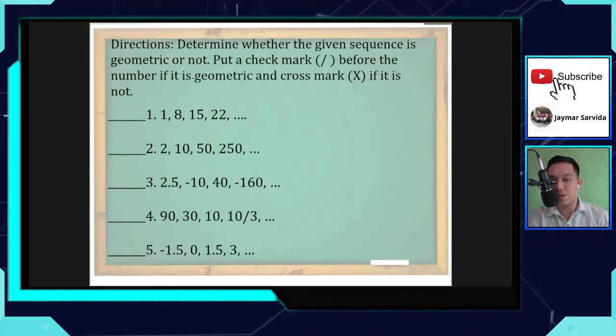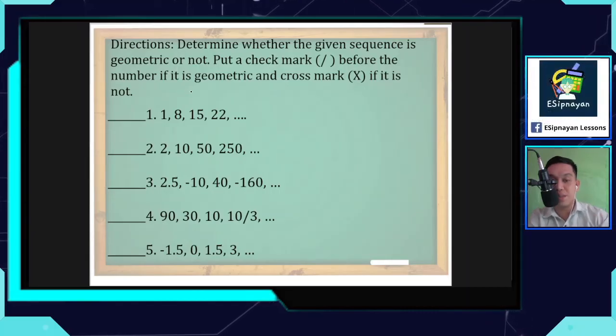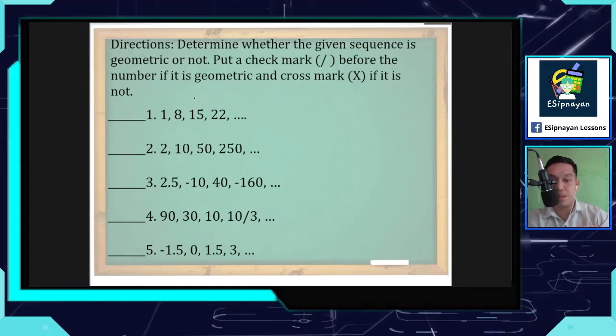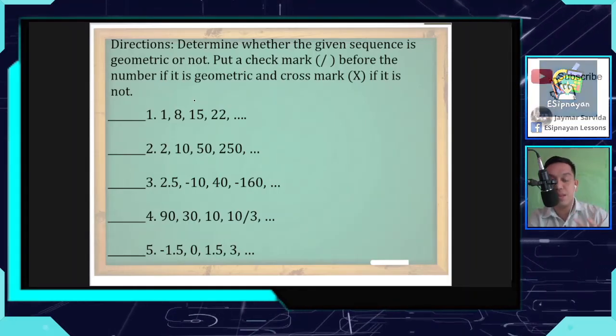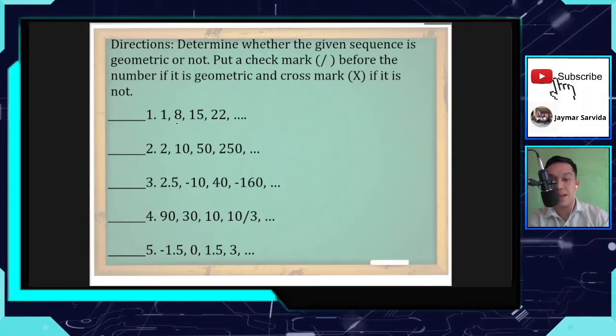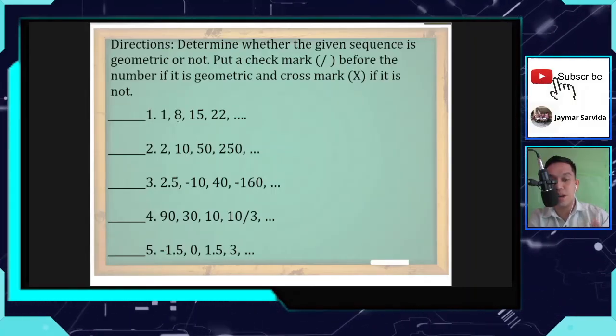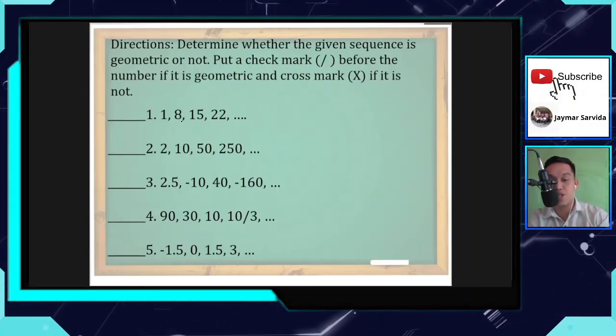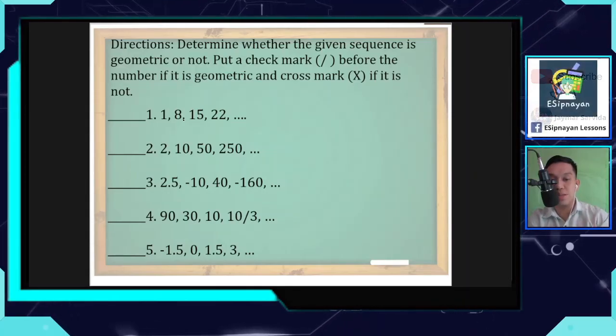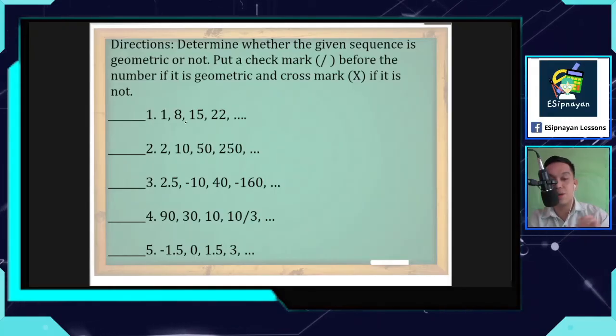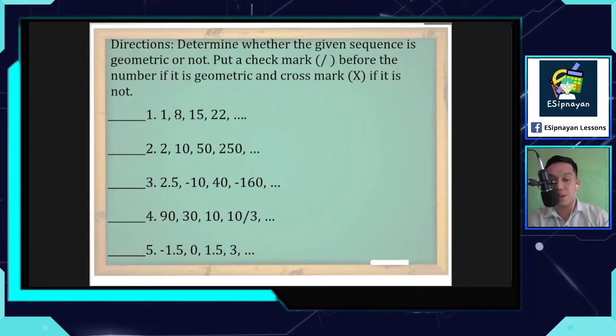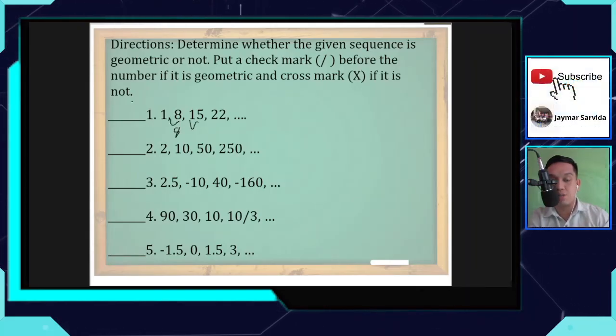Okay, directions. Determine whether the given sequence is geometric or not. Put a check mark before the number if it is a geometric and cross mark if it is not. So number 1, tingnan mo munang mabuti kung mayroon siyang common ratio. Kung may common ratio, geometric sequence. Kung hindi, kung wala siyang common ratio, hindi siya geometric sequence. So 8 divided by 1 is 8. Then 15, okay. So dito pa lang, hindi na yan geometric.